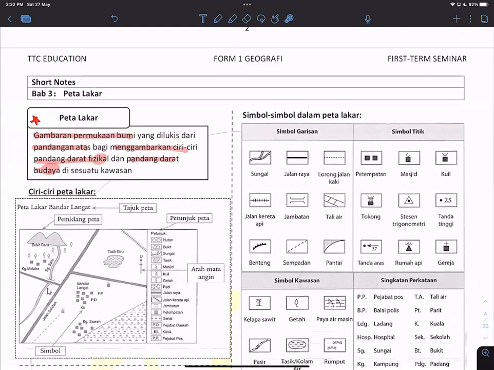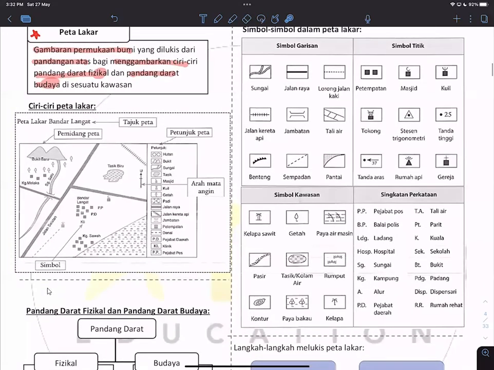Buatan manusia. Okay, so this is the 5 ciri. What is the 5 ciri? First one, tajuk. Second one, pemidang, the borderline. The third one is arah mata angin. You know what arah mata angin is, from your part 1. How do we draw it? Cross, arrow, label utara.